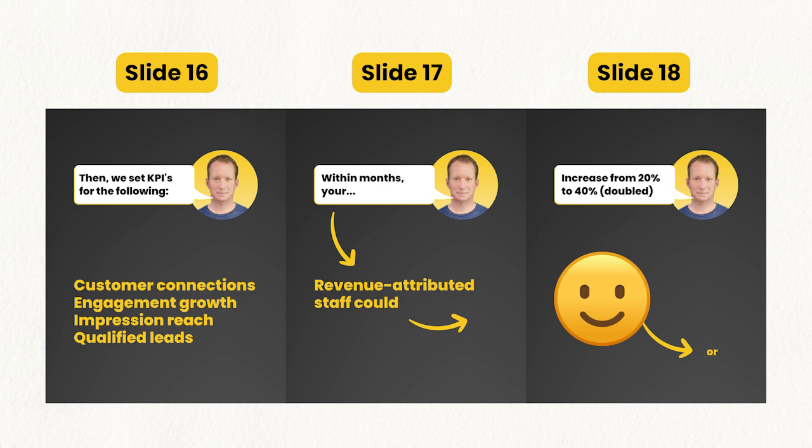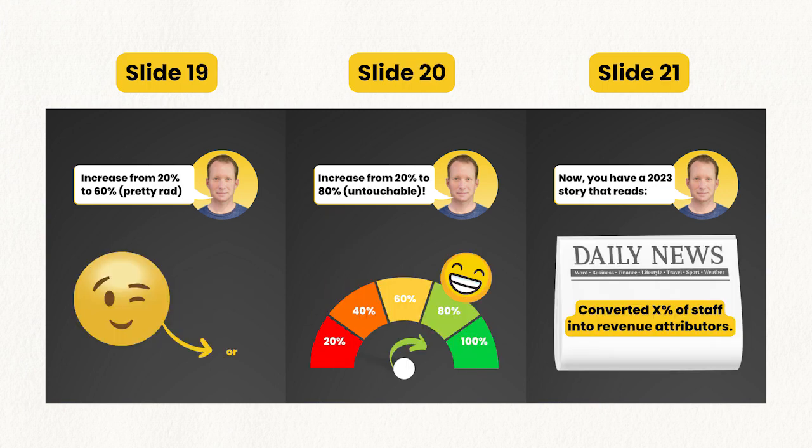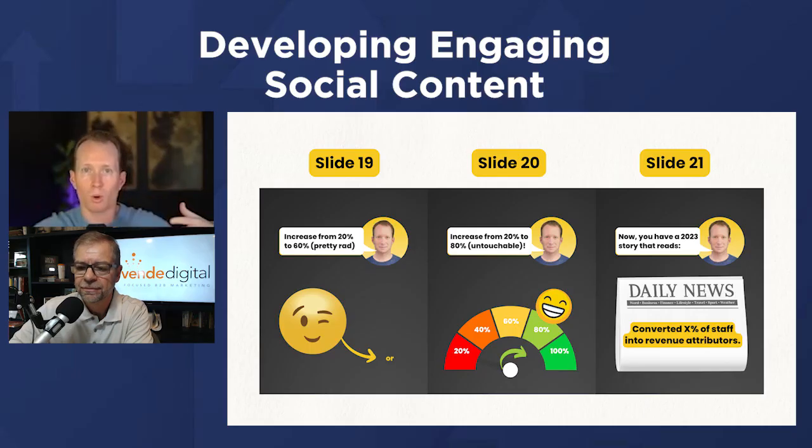Within months, your revenue attributed staff could increase from 20% to 40%. Again, you're just painting a scenario. It could increase from 20% to 60%. Maybe it even goes as high as 80%. You're painting that ideal future for them. Now you have this narrative that reads you've converted X% of staff into revenue attributors, right? You've made your workforce better with your brand, better with your service, and you've started to increase your monetization.